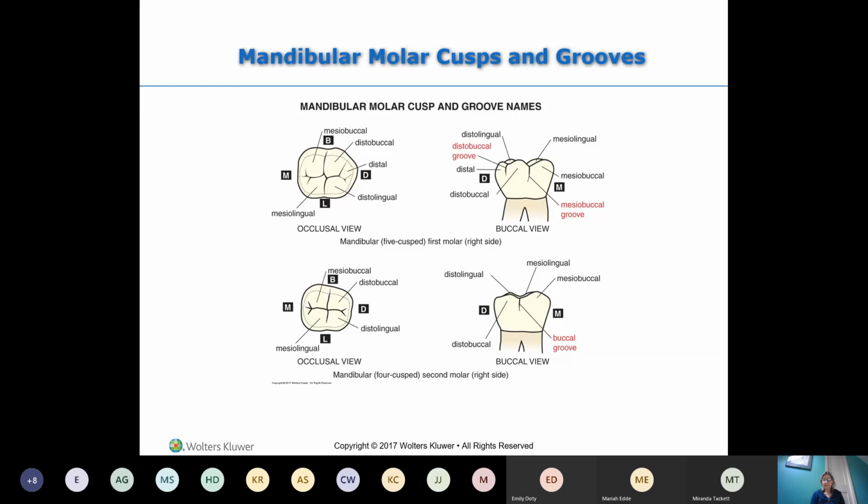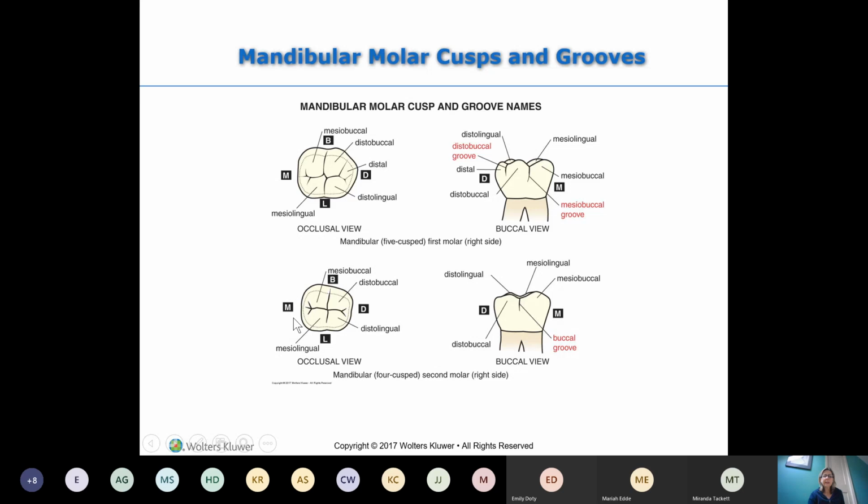Okay, good. This is a mandibular five cusp first molar on the right side. This is a mandibular four cusp second molar. So second molars on the mandible have four cusps. Do we remember what happens to the occlusal surface that's easy for us to memorize? What do the grooves form? And you commonly see the amalgam restoration forms a T, right? Yeah, absolutely. It forms a T. So if you look at this picture, this is your second molar.